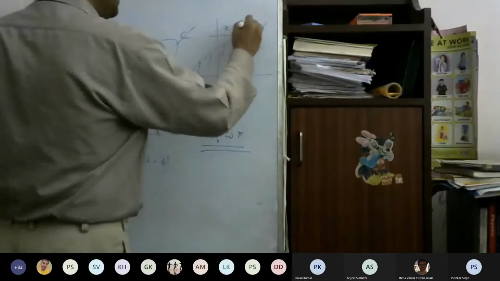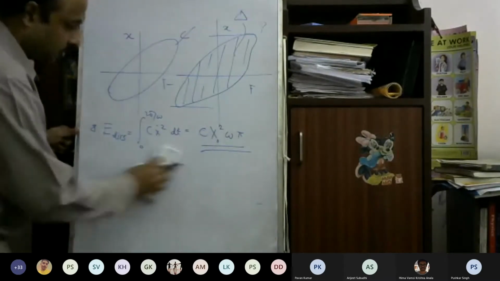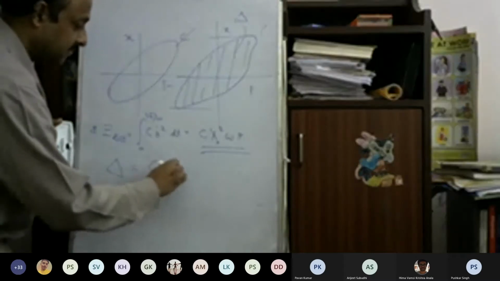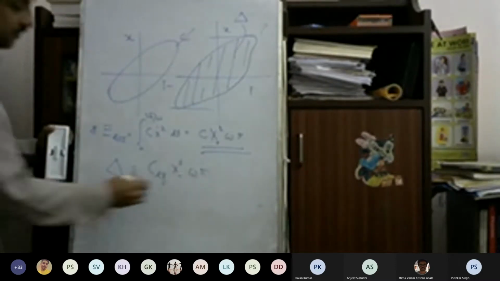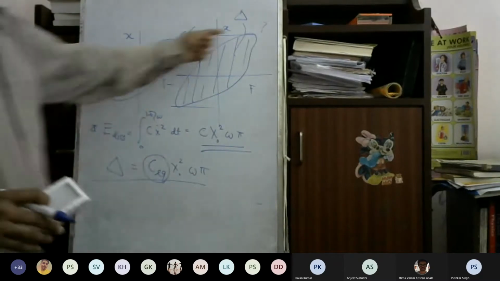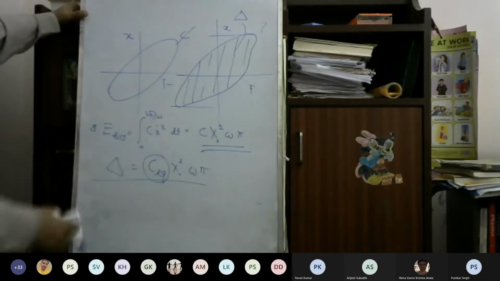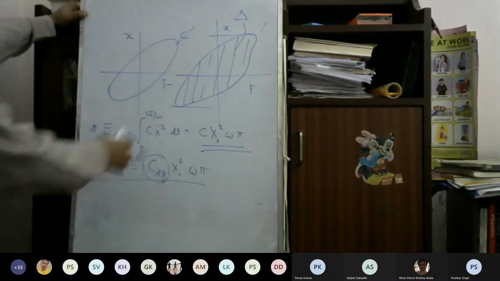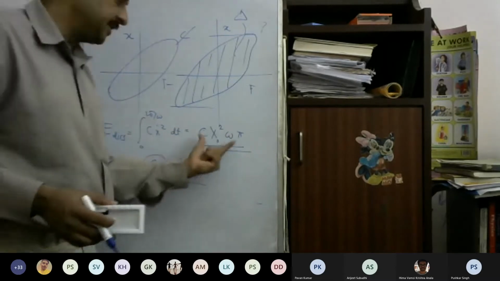Suppose the area is known. Suppose I know this area, delta, let us say. Now I equate delta to C equivalent x naught square omega pi. So that is one thing which will give you the equivalent damping. Of course, this is not a linear damping, so we do not expect that C equivalent will be a constant, but it will depend upon the amplitude of the response, as you are seeing there.